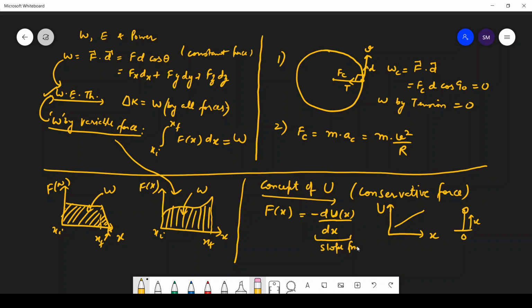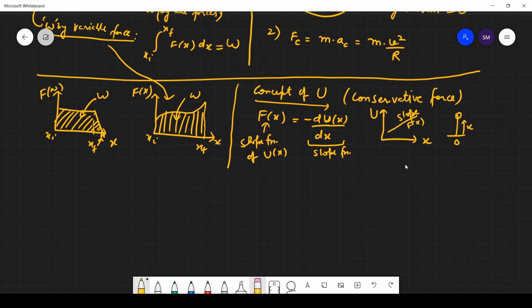This is telling you the slope function. So this is the slope function. So f of x is the slope function of this curve u of x. So the slope of this curve, this graph, is your f of x. So that is the meaning of this definition. Even this is how we define potential energy, by this formula.